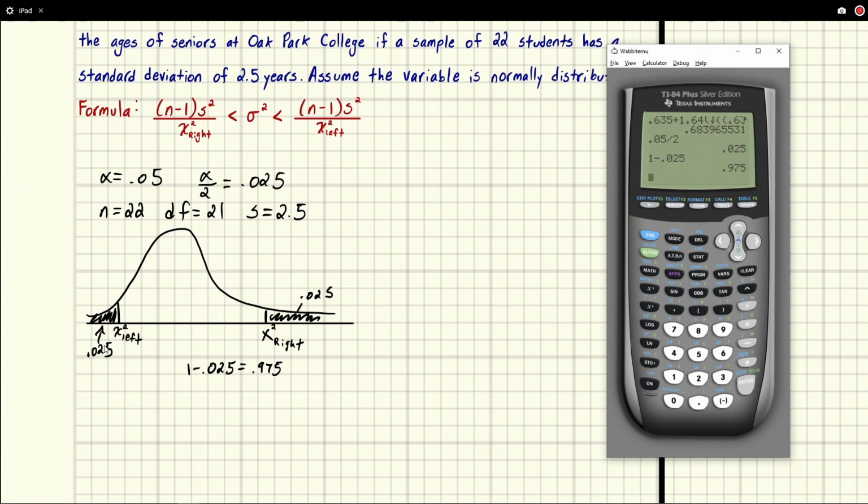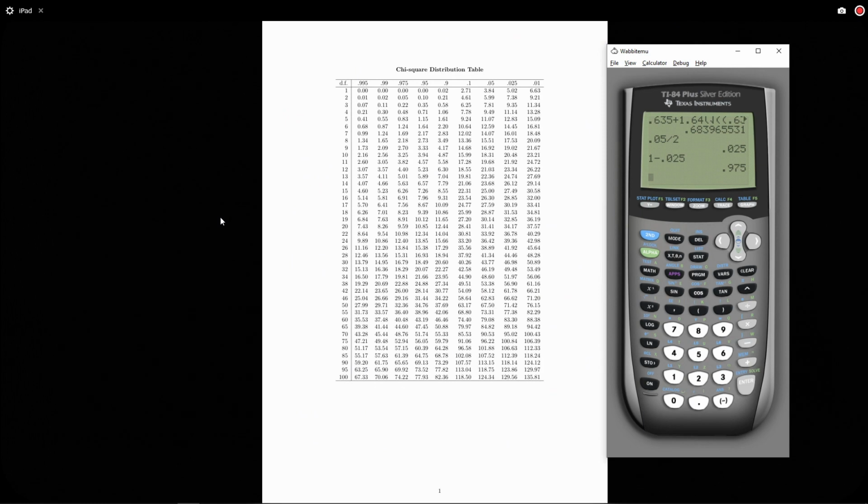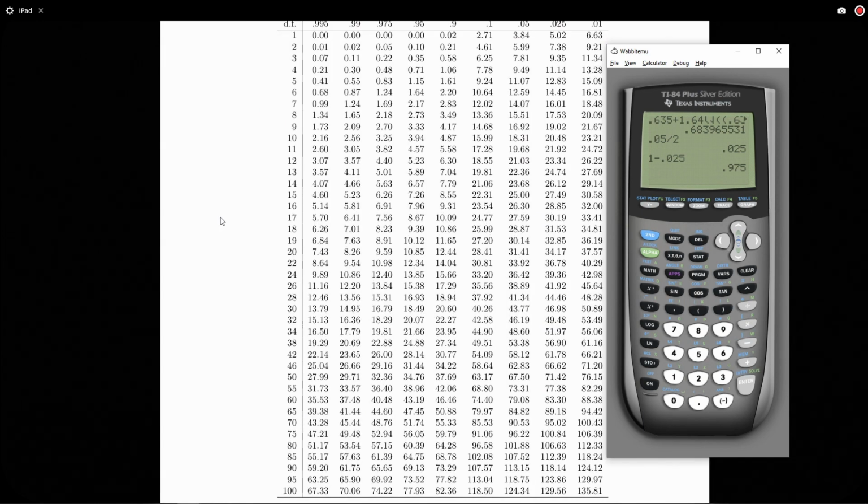And because of that, we have to find them independently. That's why these are labeled to be specifically different. So all right, let's look this up. So 0.025, 0.975, and our degree of freedom is 21. So go to your chi-squared table. Let's find our degree of freedom first.